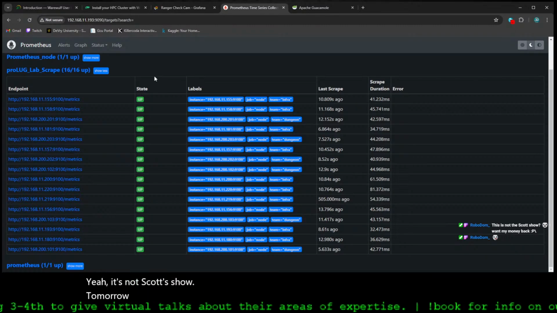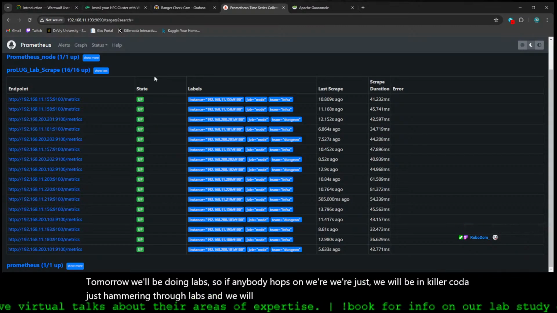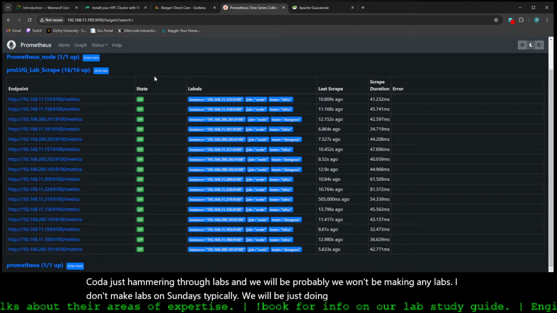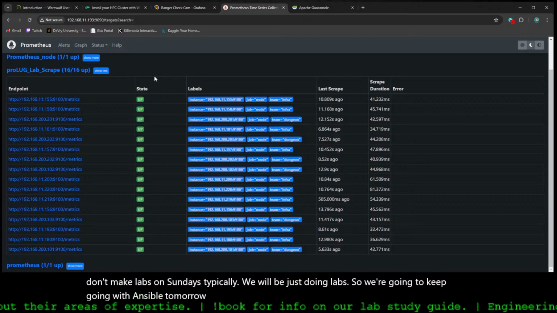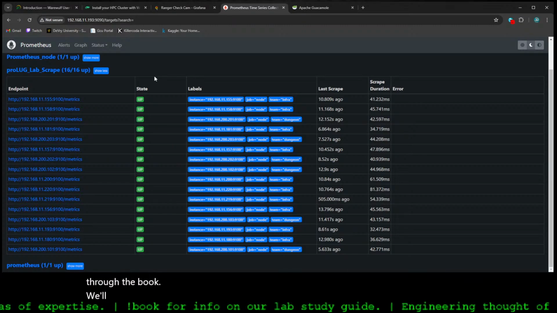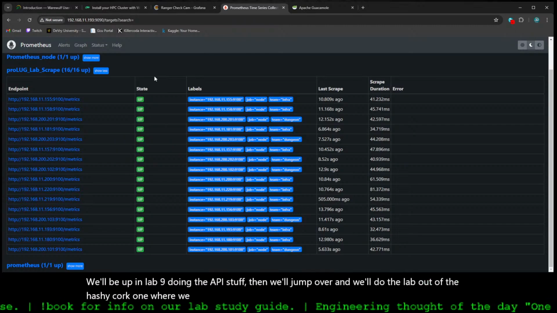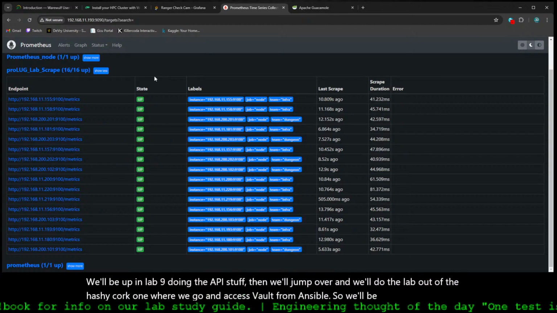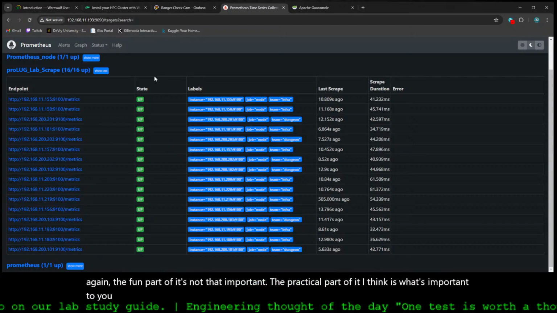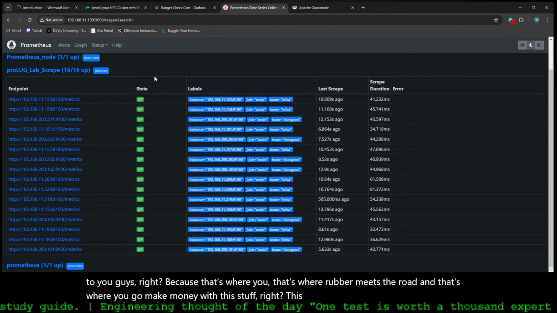Tomorrow we'll be doing labs, so if anybody hops on, we will be in Killer Coda just hammering through labs, and we won't be making any labs. I don't make labs on Sundays typically. We're gonna keep going with Ansible tomorrow, and we will start at lab 9. If anybody's read the book or worked through the book, we'll be up in lab 9 doing the API stuff. Then we'll do the lab out of the HashiCorp one where we access Vault from Ansible. So we'll be doing fun stuff. The practical part of it, I think, is what's important to you guys, right? Because that's where rubber meets the road, and that's where you go make money with this stuff. This is valuable. Companies need you for this stuff.